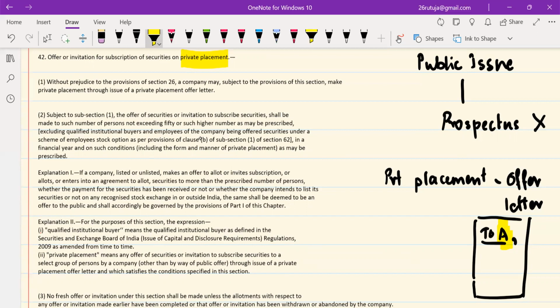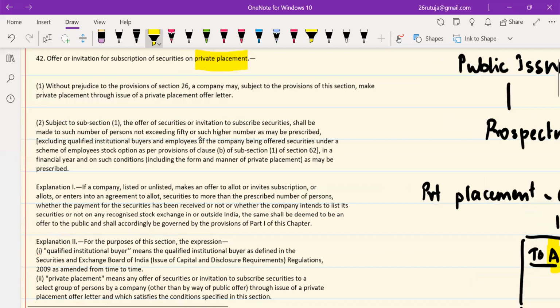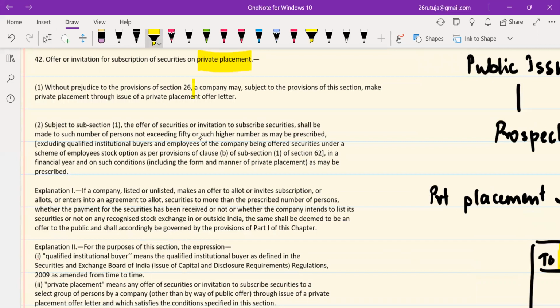So subsection 1 of section 42 says that a company may make private placement through issue of private placement offer letter. सबसे पहला सवाल उठता है कि कंपनी मतलब कौन सी कंपनी, प्राइवेट या पब्लिक? And the answer is both. A private company as well as a public company can go for private placement.